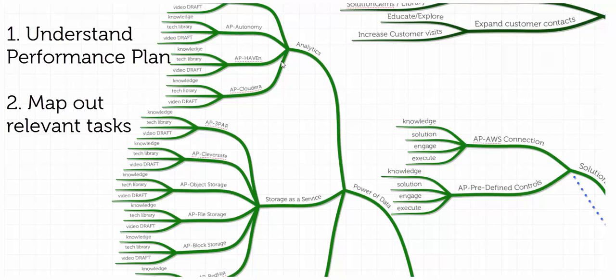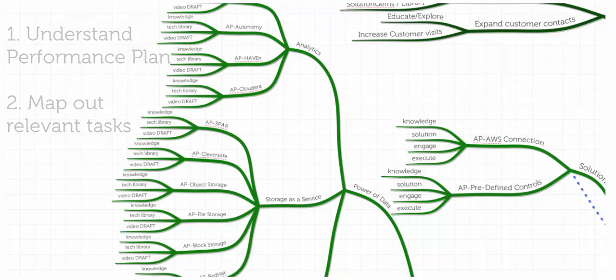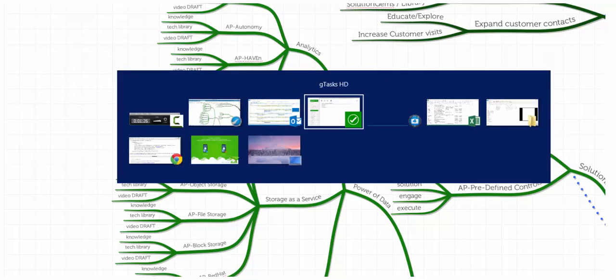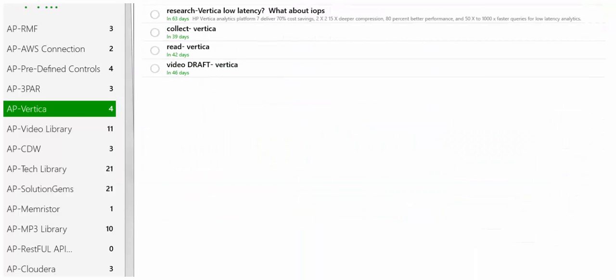Notice here that I need to be better on analytics, so I'm going to study these things. Gain knowledge, build a library, build videos, things of that nature. So that's step one, to understand what your plan is and then map it out. And then you're going to have to map that directly into a task management program of some sort. So let's go ahead and find one of those. So here's an example of a task management program.